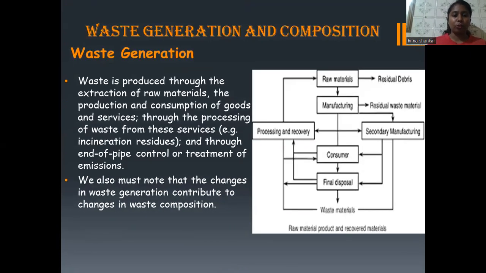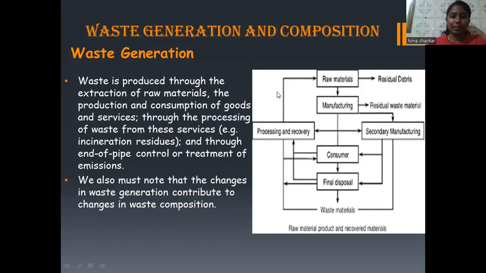Waste generation and composition. Waste generation. Here we have a flow chart. It represents that raw material is manufactured, then goes to secondary manufacturing, and is used by the consumer. The secondary manufacturing can also lead to final disposal, where it again goes for processing and recovery. After the processing and recovery, it is again used by the consumer.